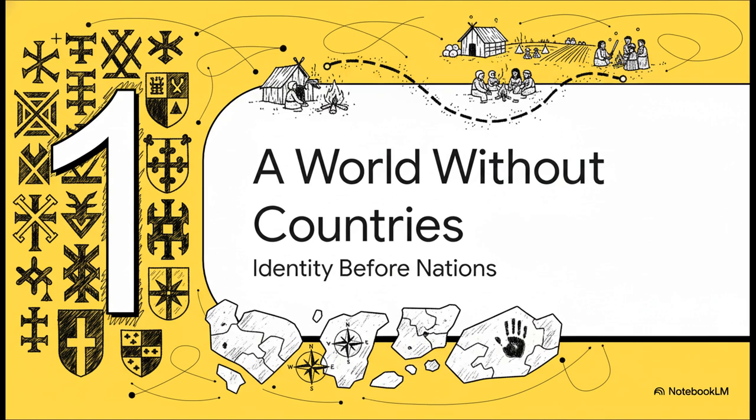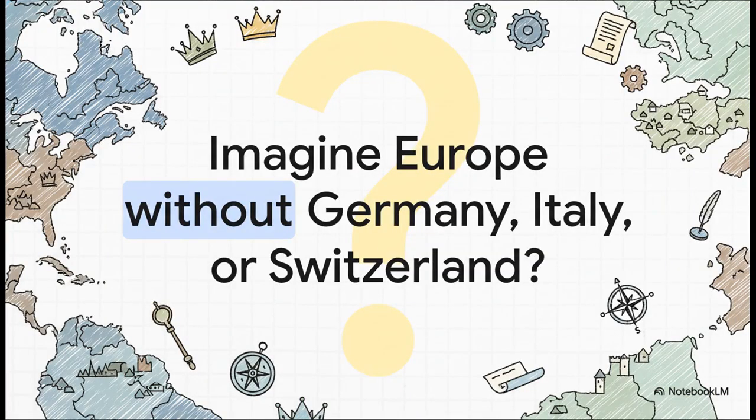We're going to see how people's idea of who they were, their identity, was completely different back then. Just take a moment to think about this. A map of Europe, but there is no single country called Germany, no unified Italy, no Switzerland. It probably sounds a bit strange, right? But that was the reality in the middle of the 18th century.